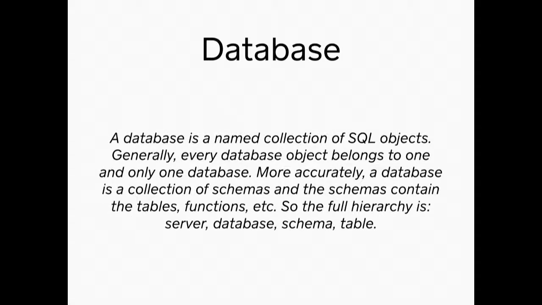Next is database. Database means a very specific thing to just about everybody, except for people that run MySQL. In Postgres, a database is a named collection of SQL objects or database objects, and generally every database object, whether tables or functions, belongs to one and only one database. But there are obviously a few system catalogs that are available cluster-wide. More accurately, a database is a collection of schemas, and the schemas contain the tables and functions, et cetera. So the full hierarchy is server, database, schema, table. As it turns out, MySQL has no distinct concept for this. Rather, both schema and database are rolled up into the same concept, sort of.